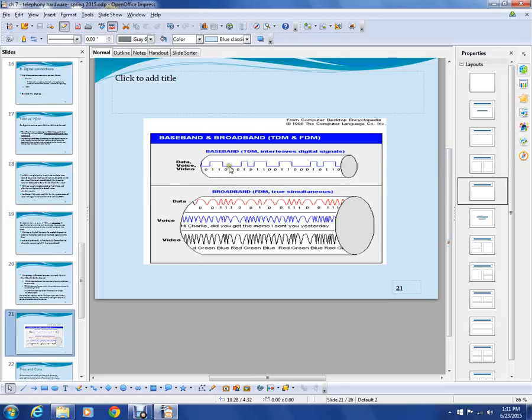Okay, you can see that the top one is TDM, which is divided by time, and this is frequency. The FDM is divided by frequency. For example, the first one is for data, the second frequency is for voice, and the third one is for video.